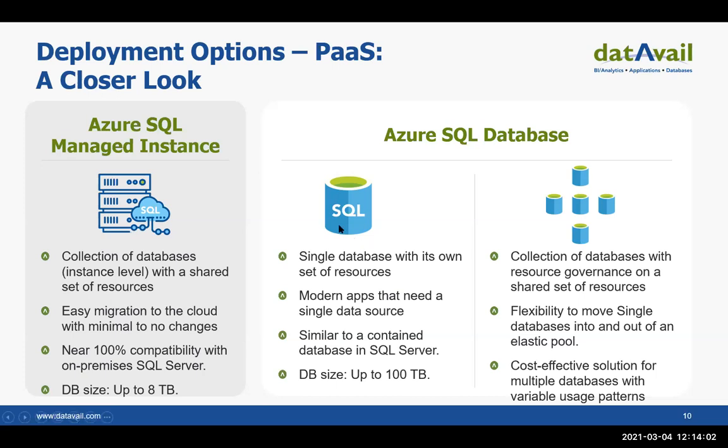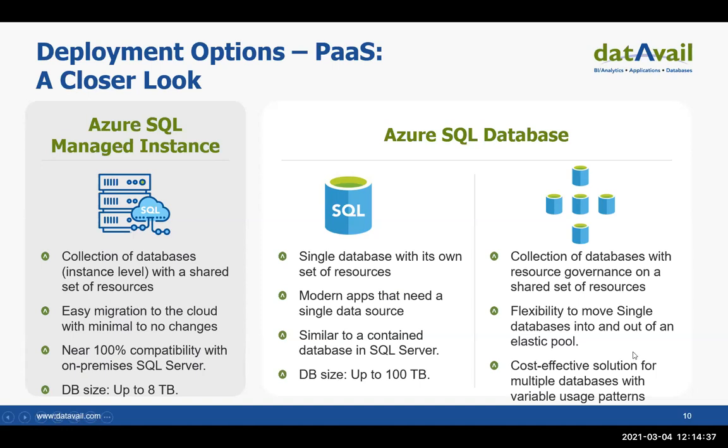With Azure SQL Database, you have two major categories. The first one is a single database, and the second one is elastic pool. The single database is similar to a contained database in SQL Server. If you have experience with contained databases, then you will see that they're very similar. It has its own set of resources. It's great for applications that need a single data source. The database size can go up to 100 terabytes.